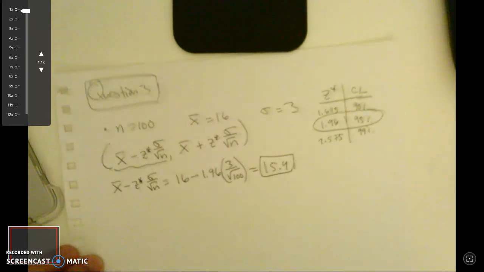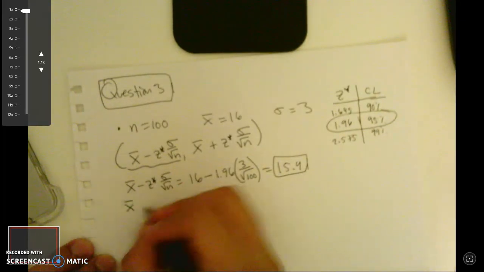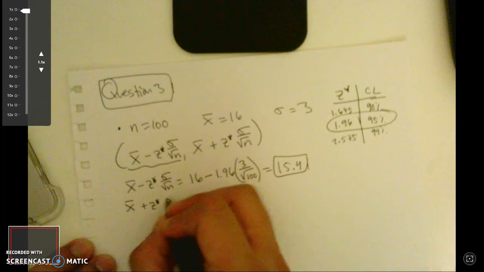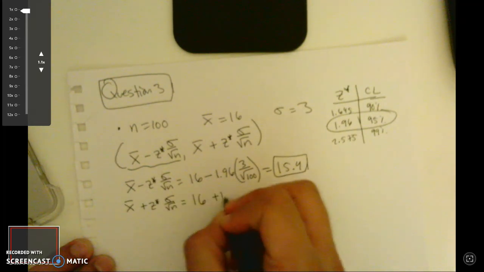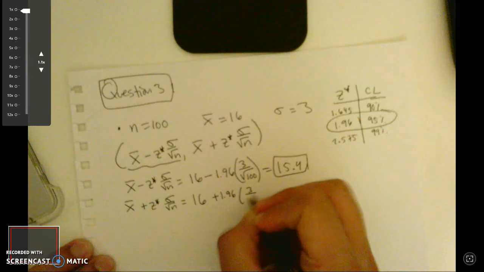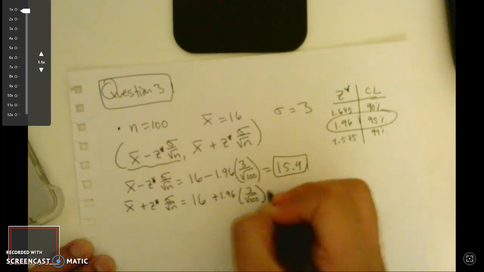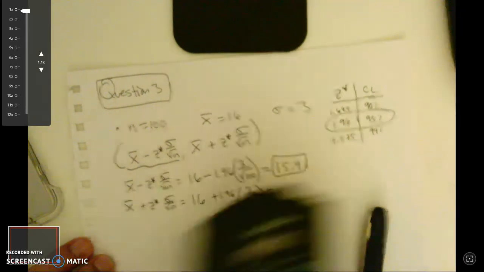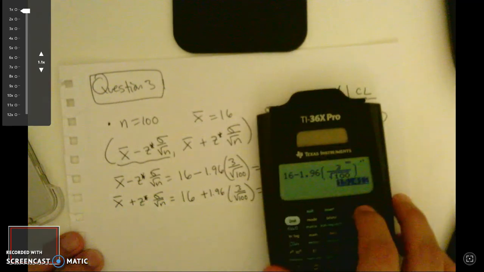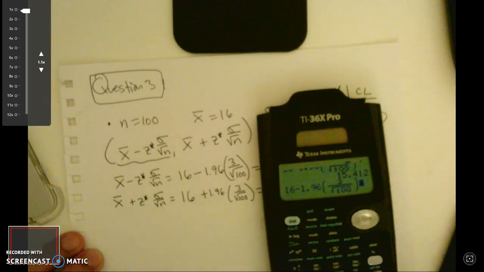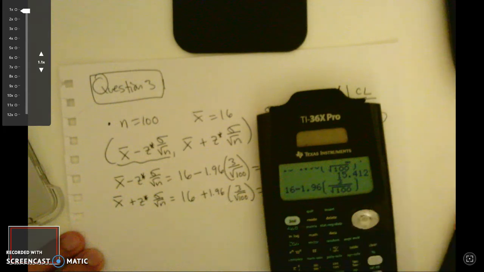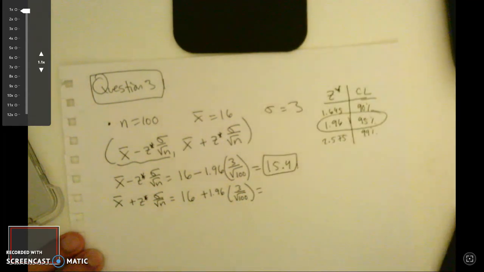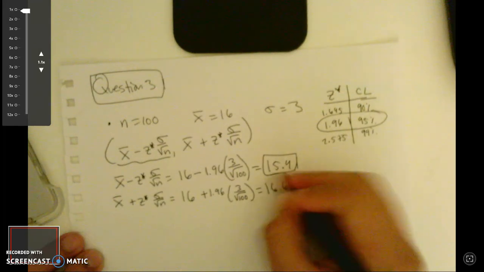Now, what's my upper bound? It's going to be the same thing, but now it's X bar plus Z star sigma over square root of n. So I get 16 plus 1.96 times 3 over square root of 100. I put that into my calculator. I'm going to go back up here and change the minus to a plus. And now I get approximately 16.6. So now we have our interval.